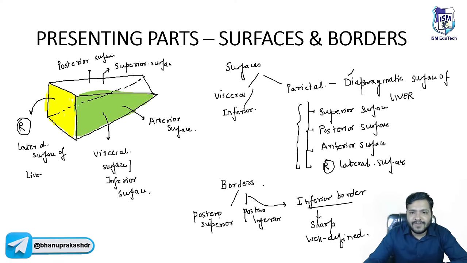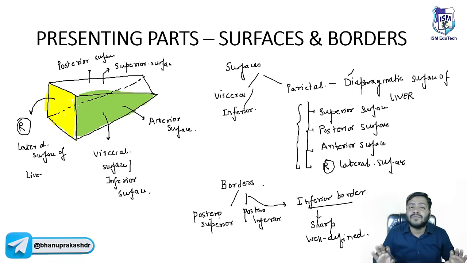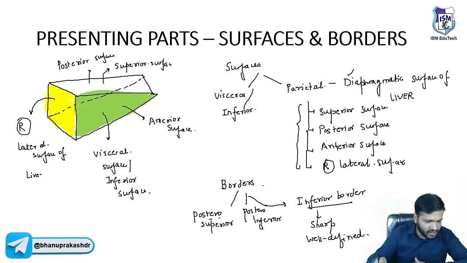So yes, we have five surfaces. Okay, one is the inferior surface, or the inferior surface is called visceral, beta. Why? Because it is connected to different organs, right? Parietal, why parietal? Because it is covered with the wall of the diaphragm. That's why it is called the diaphragmatic surface of the liver. Superior, posterior, anterior, right lateral surface. Right lateral surface. Okay, obviously, beta.